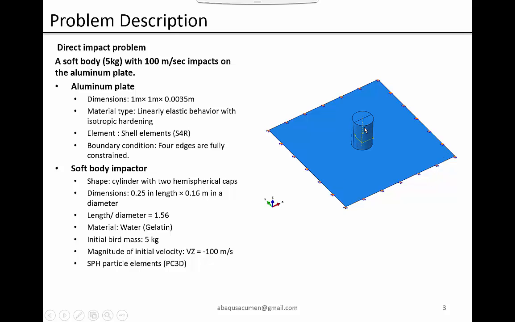The bird is going to be analyzed. Typically a bird is water plus air, so 90% water and 10% air. People use gelatin as a material. Since it is a 90% water body, a lot of people assume it as water.